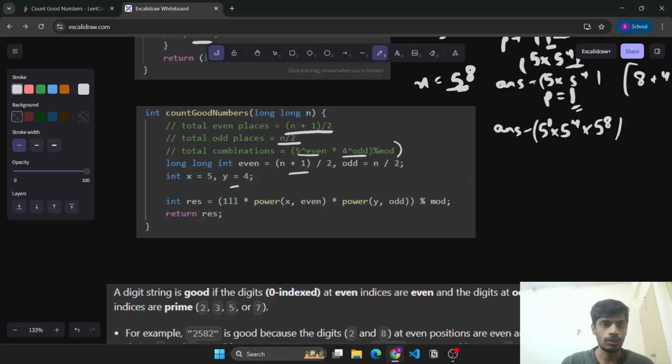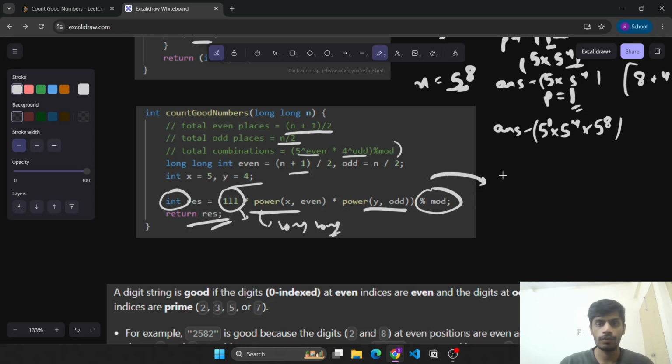So we just find out these values and take the power, and we are using long long, since result is int, so this calculation is long, right? And we will take the overall mod and return the overall result. So the overall complexity of this solution would be big O of log n, because the even powers are (n plus 1) by 2, and the complexity of this is log of the power.